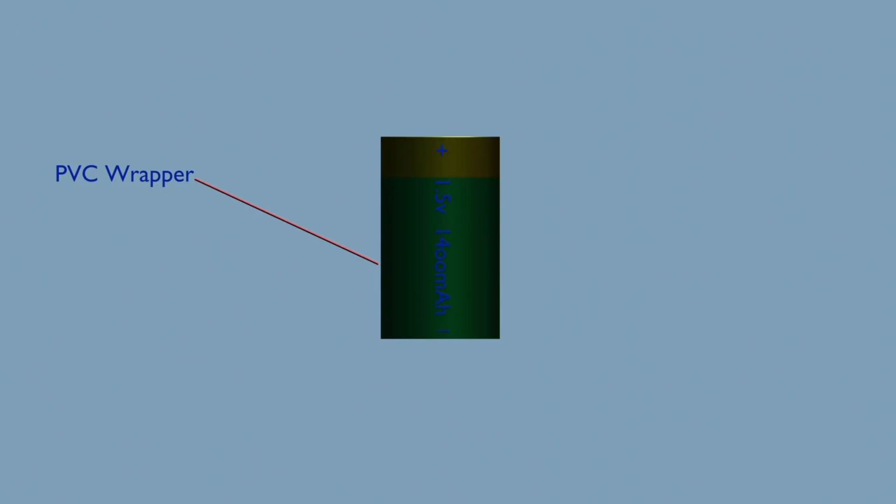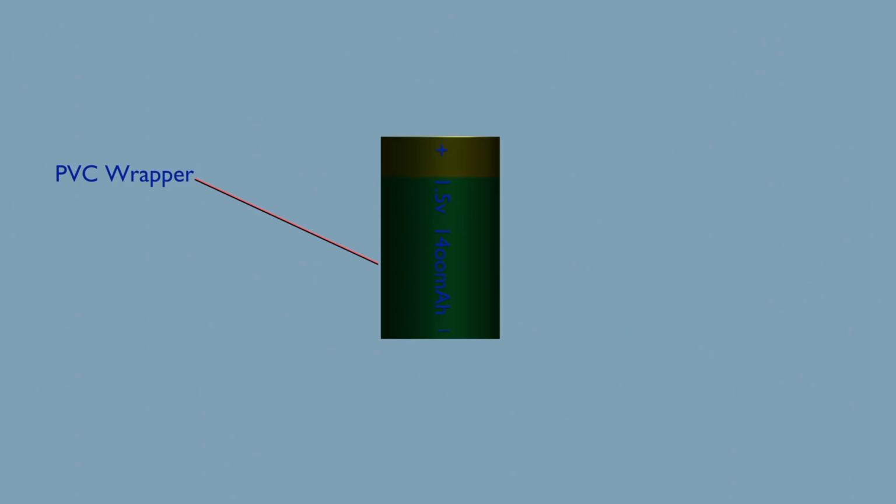The positive end is known as the cathode and has a protruding surface. The negative end is known as the anode, and these two terminals are electrically isolated from each other.